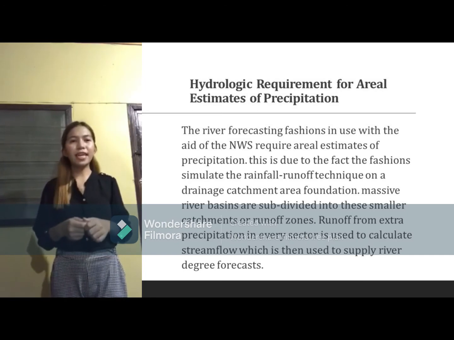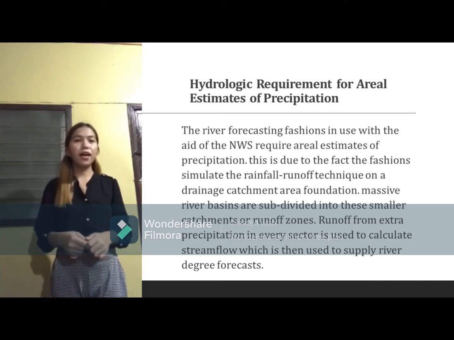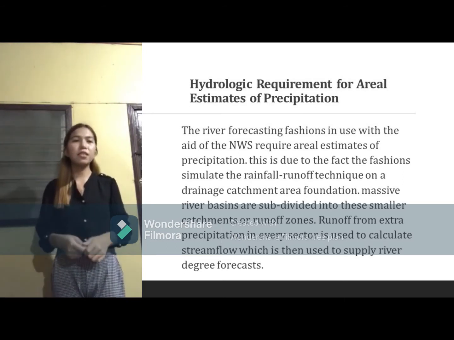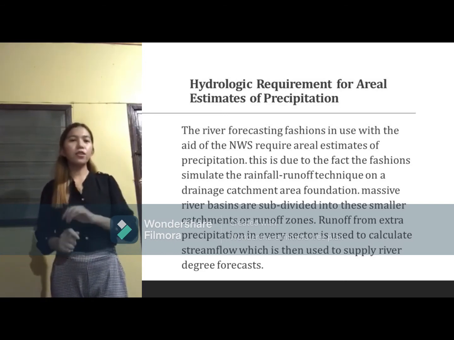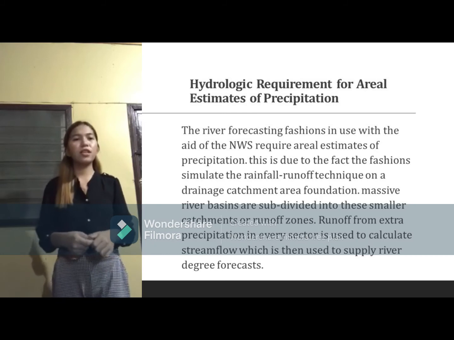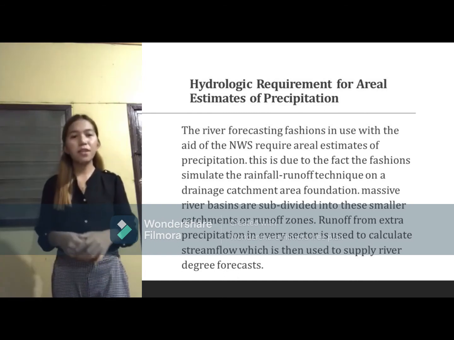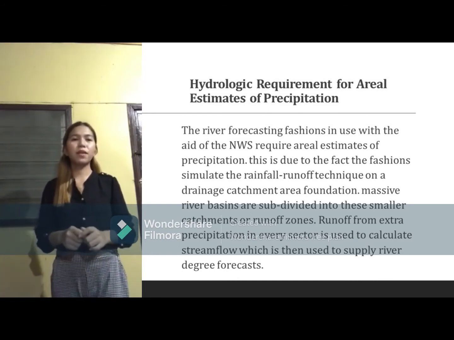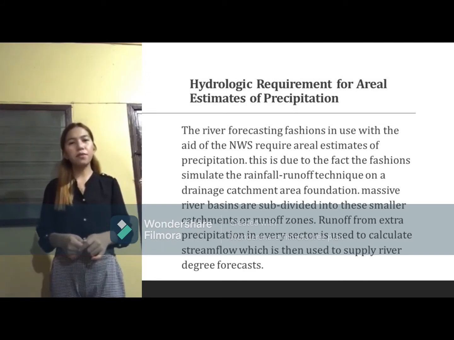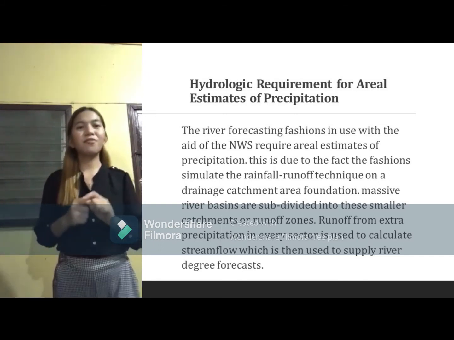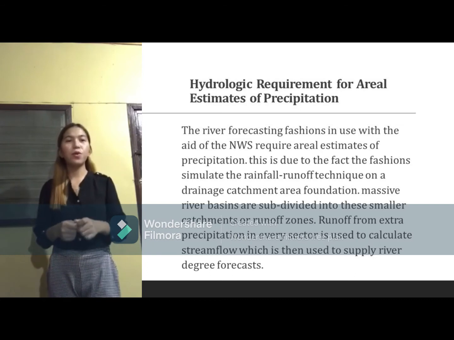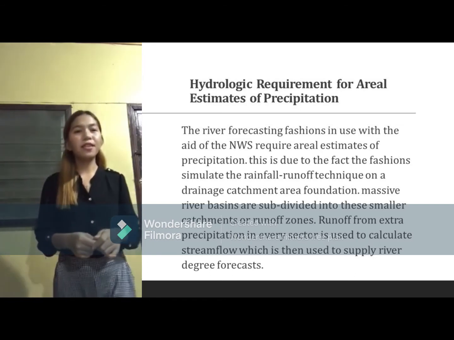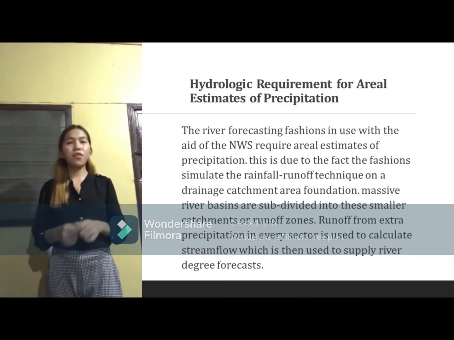The river forecasting models in use by the NWS require areal estimates of precipitation. This is due to the fact that the models simulate rainfall runoff processes on a drainage catchment area basis. So large river basins are subdivided into smaller catchment or runoff zones. Runoff from excess precipitation in every sector is used to calculate stream flow, which is then used to supply river stage forecasts. So, estimation of areal precipitation.